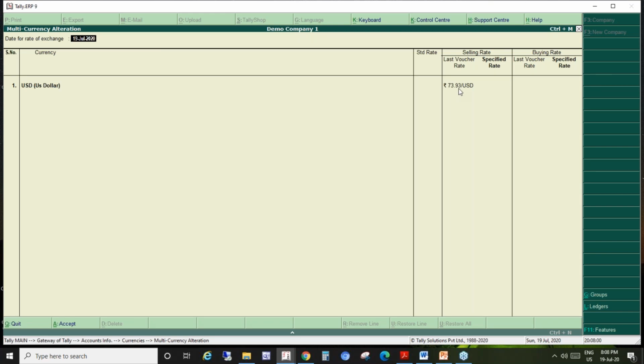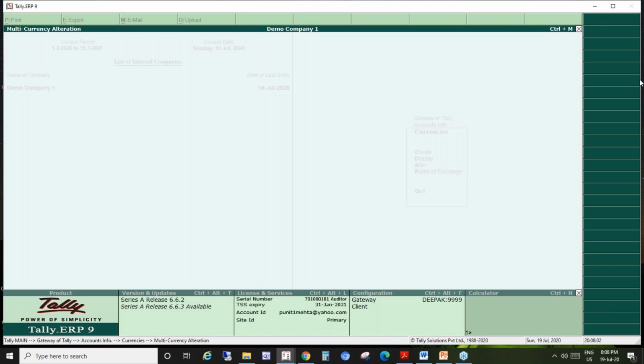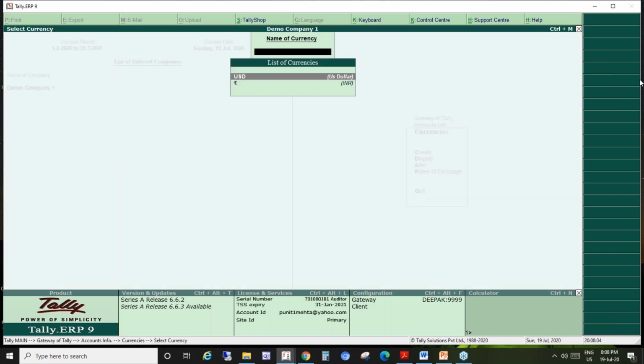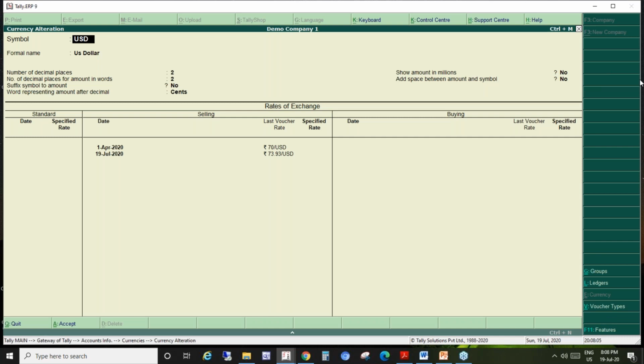It shows the last selling rate as 73.93. And if I go to this alter, I get the entire history. I get 1st April, my last voucher rate was 70 rupees per US dollar. On 19th of July, the voucher rate was 73.93. I can go and create the standard rate, as I mentioned, at the end.